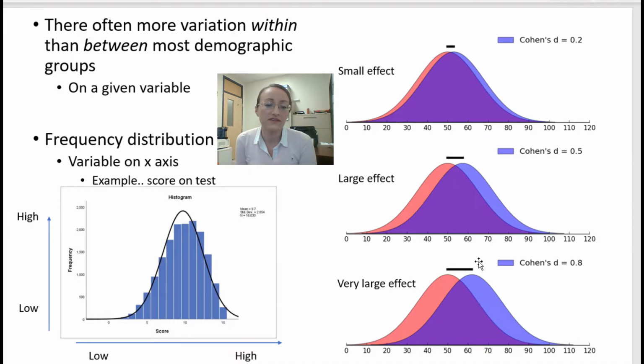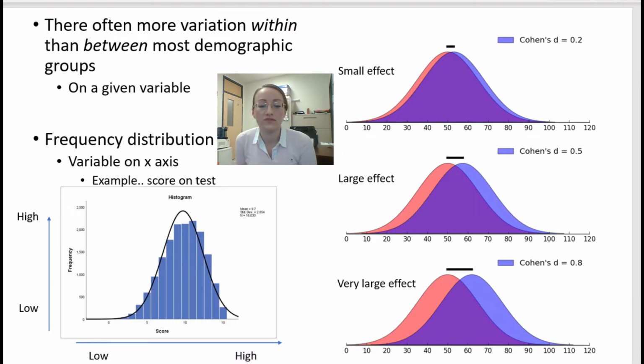For the small effect, the difference is 5 points wide. It goes between like 50 and 55. For the large effect, it's about 10 points wide, going from 50 to 60. And for the very large effect, it is 15 points wide, from 50 to 65.